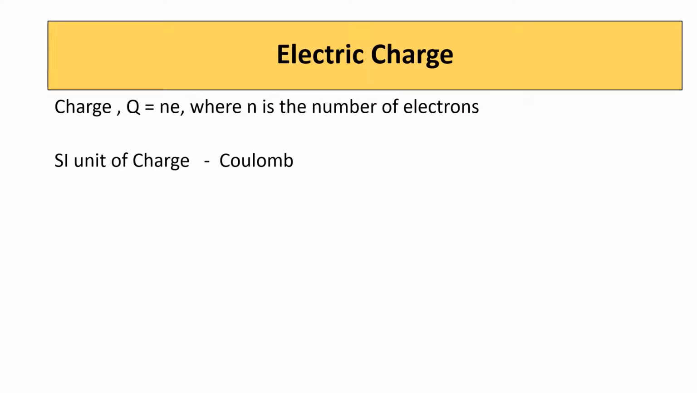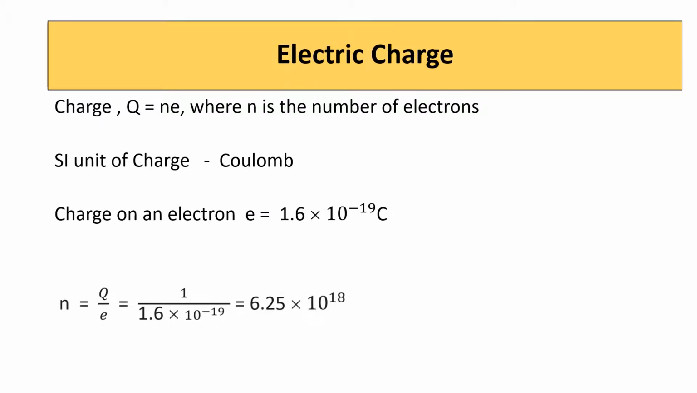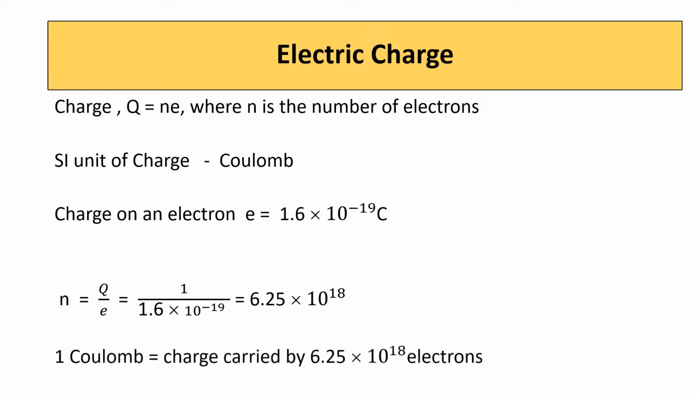SI unit of charge is coulomb. Charge on an electron is 1.6 into 10 raised to minus 19 coulomb. N is equal to Q by e, which is equal to 6.25 into 10 raised to 18. Therefore, 1 coulomb is equal to charge carried by 6.25 into 10 raised to 18 electrons.